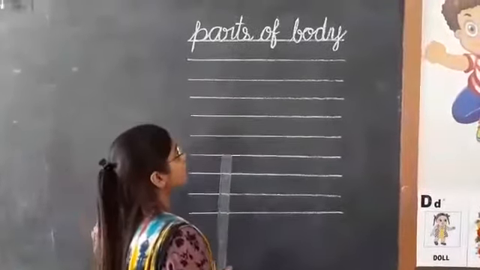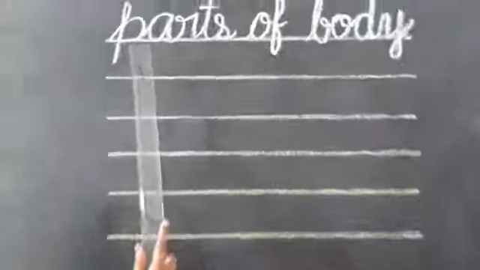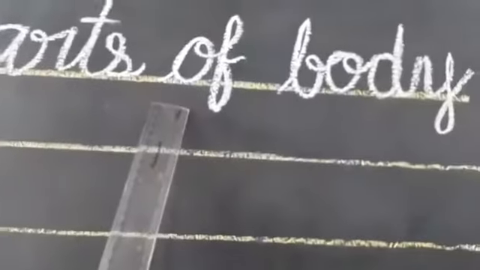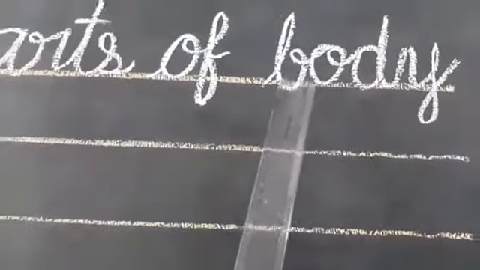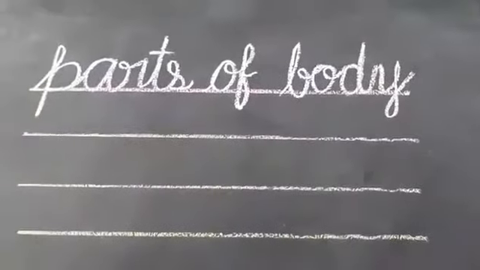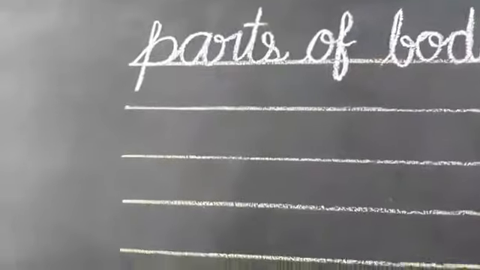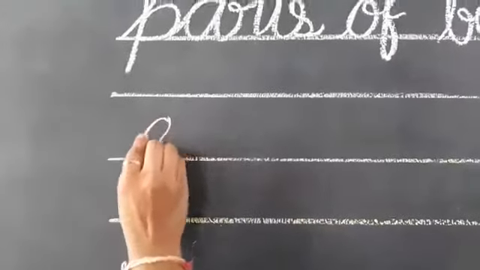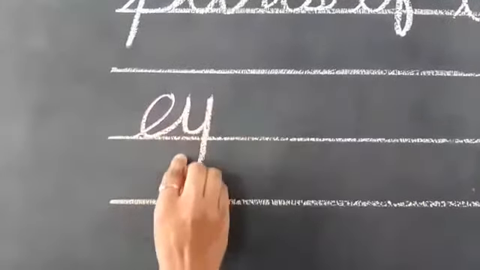Let's start parts of body. Parts of body. B-O-D-Y. Body. First one is eye. E-Y-E. Eye.